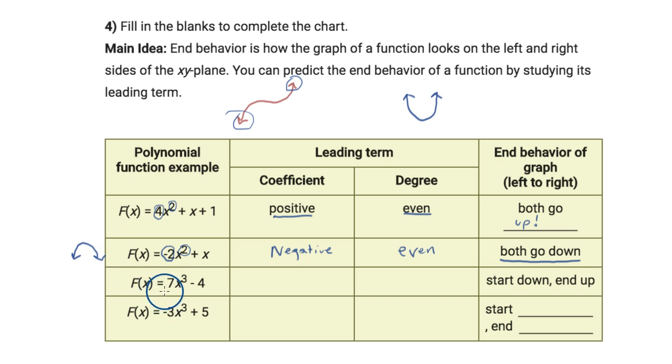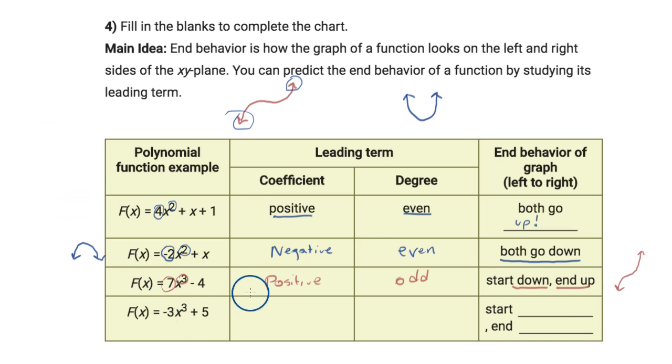Our third example, the f of x equals 7x to the third minus 4, has a positive leading coefficient, has an odd degree, which means that we should start down and end up. This should happen for every positive odd function. And if we take a look at the graph of this, you'll notice that it looks like an S starting down and going up.